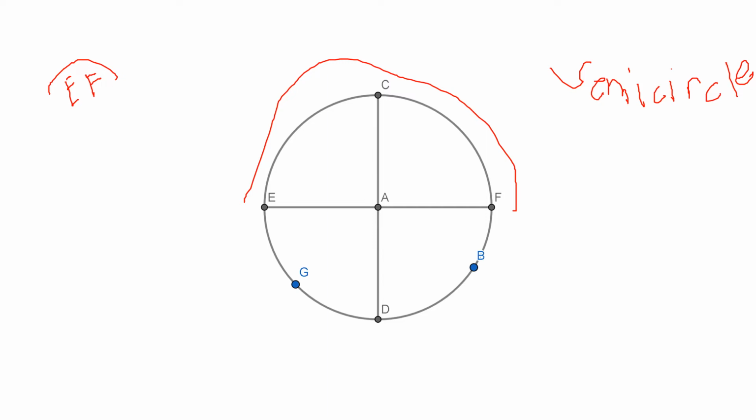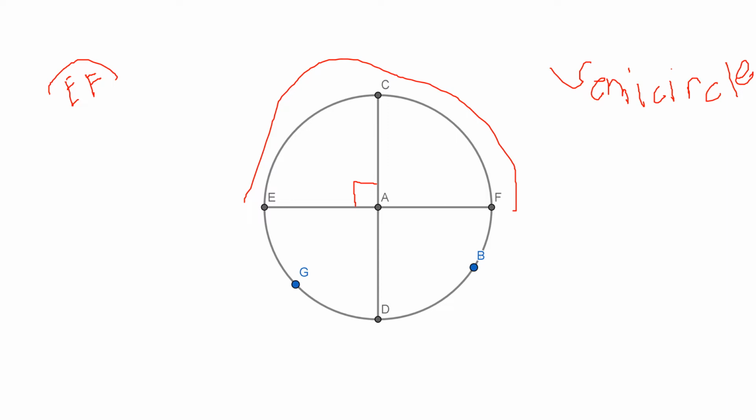Now I created one more segment, from C to D. That's also a diameter. As you can see, there's an intersection of EF and CD at A, and this is 90 degrees because they are perpendicular. But not all diameters are perpendicular. However, I use this as a guide so that there will be perpendicularity. Remember, if they're perpendicular, they're 90 degrees.